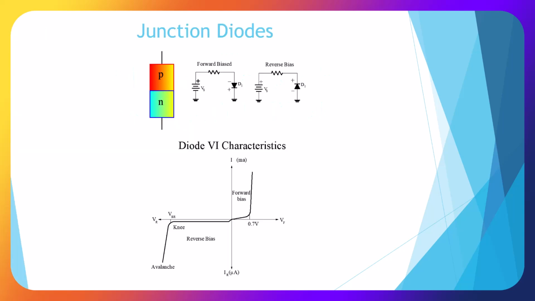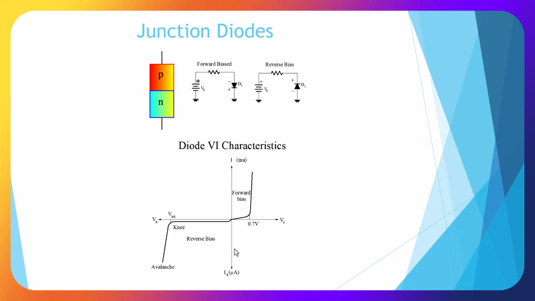Here's a standard junction diode. It can be either a power or a signal diode. Here we show our PN junction. When it's forward biased, we get current flow. When it's reverse biased, it blocks the circuit.